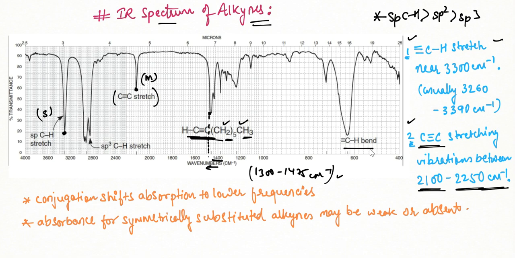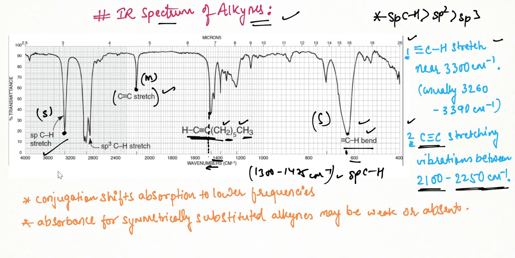Now after this we can see a characteristic peak for the carbon-hydrogen bending. The sp carbon-hydrogen bending peak we can see over here, and this is a broad but strong peak at around 650 or 660 centimeter inverse. So this is what we see in the IR spectrum for alkynes. If it is a terminal alkyne, definitely we are going to see the carbon-hydrogen stretching, carbon-carbon stretching, CH2 and CH3 bending, and carbon-hydrogen bending as well. So these are our characteristic peaks.